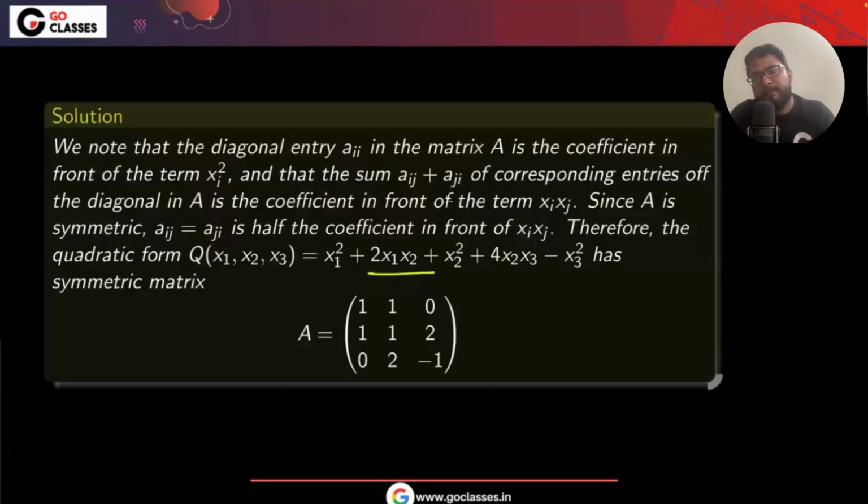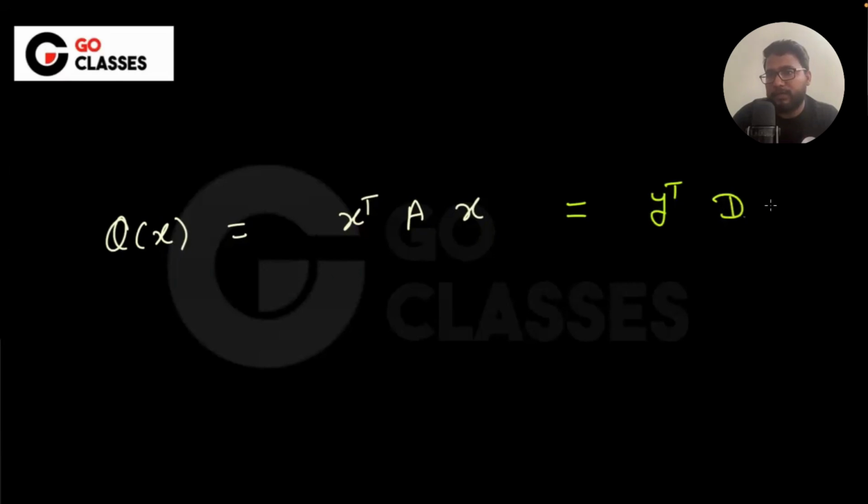Now, interestingly, let's suppose you have Q(x), which is x transpose Ax, and this A is a symmetric matrix, but it is not a diagonal matrix. Then can I represent this as y transpose Dy? These two should be equivalent. If I choose a different representation of x in such a way that finally I have a diagonal matrix in between, then I can represent the quadratic form using a diagonal matrix also. So will it be possible for me? What do you think?